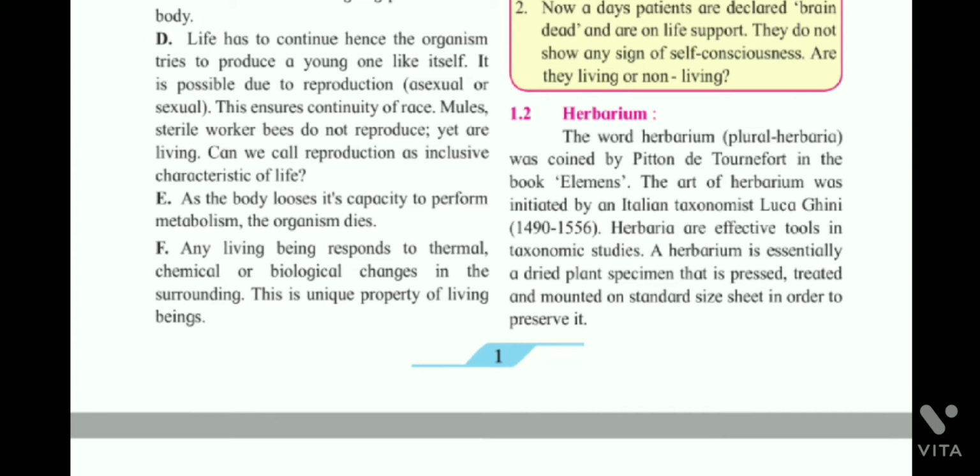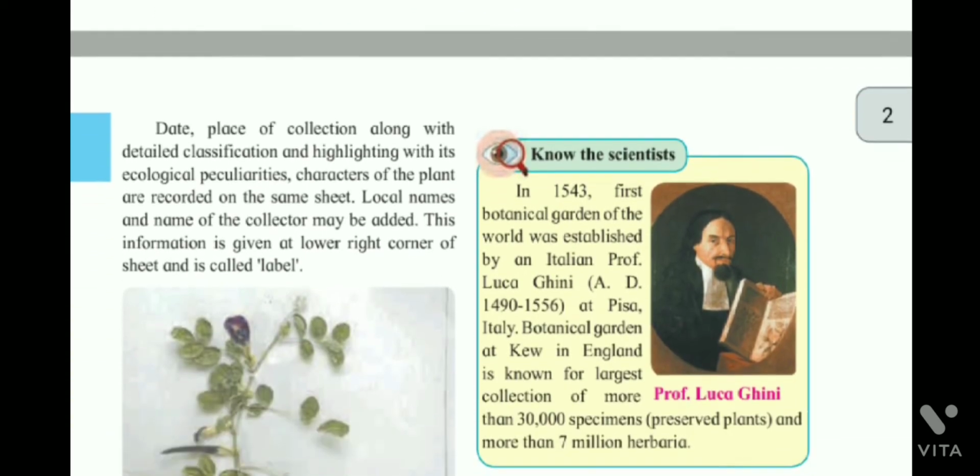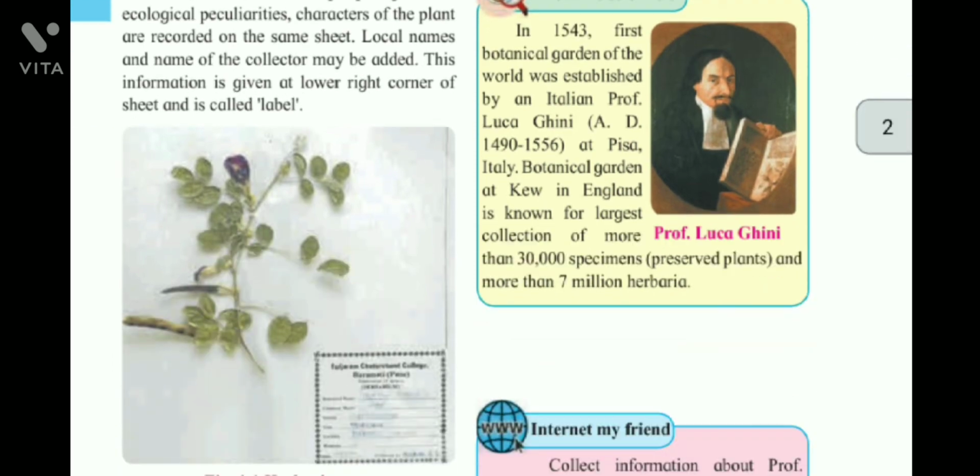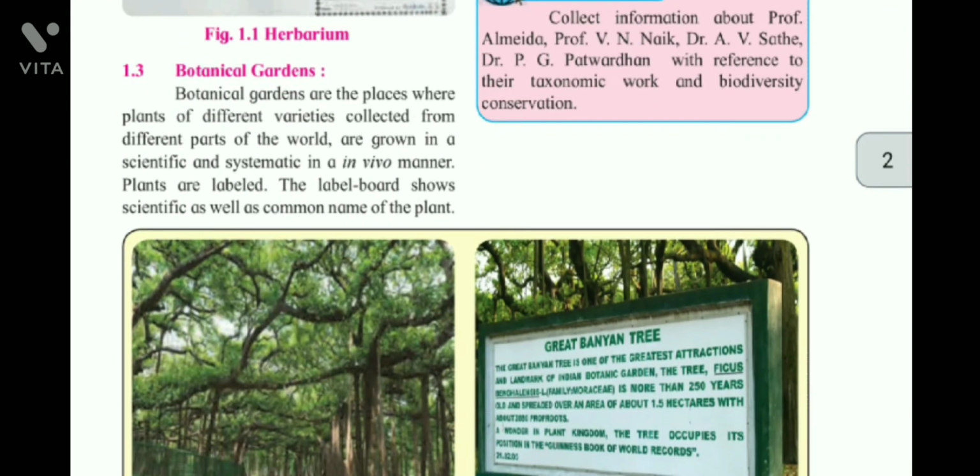A herbaria is essentially a dried plant specimen that is pressed, treated, and mounted on standard size sheet in order to preserve it. Date, place of collection, along with detailed classification and highlighting with its ecological peculiarities, characters of the plants are recorded on the same sheet. Local names and name of the collector may be added. This information is given at lower right corner of sheet and it is called label.